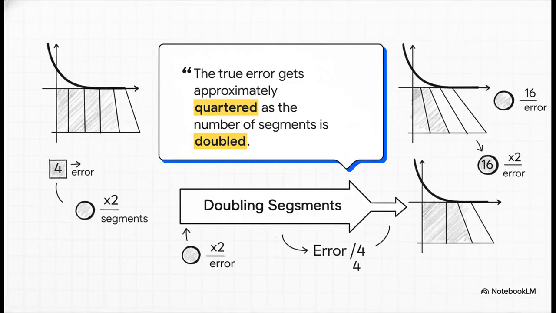And there it is. This is the absolute golden rule of this method. Every single time you double the number of trapezoids, say going from 10 to 20 or from 50 to 100, you don't just cut the error in half. No way. You slash it down to a quarter of what it was before. This is an insanely powerful relationship. It means we can literally dial in whatever level of accuracy a problem needs.